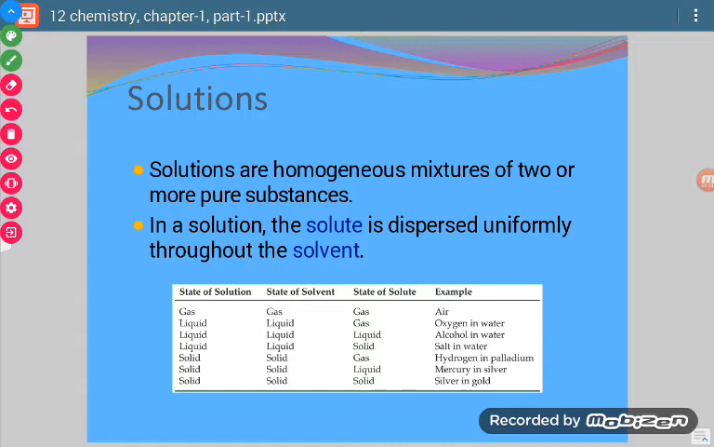Now when gas and gas combine, the resultant is again gas. So you can take one example like air. When some solid solvent combines with solid solute, then the resultant solution is also solid, just like silver in gold. Okay.